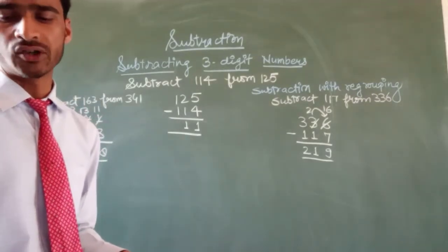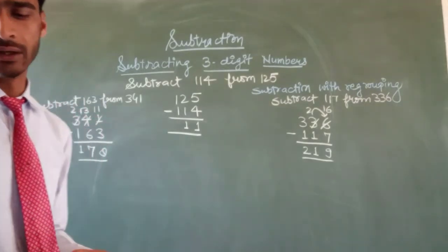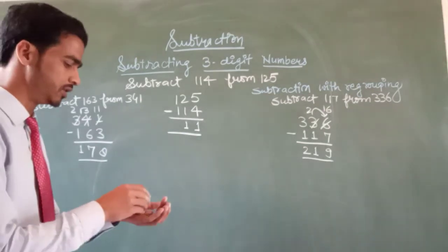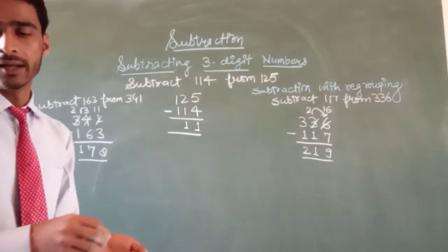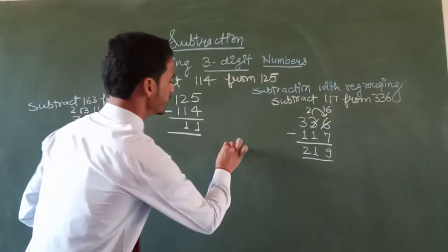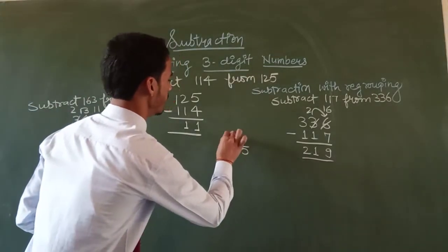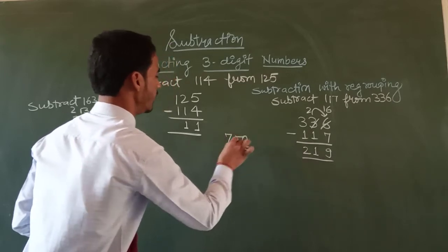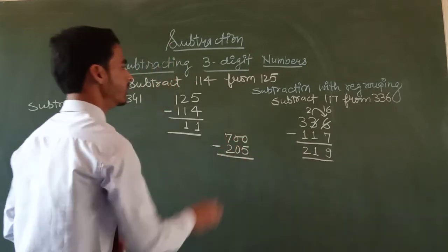Now, subtraction of numbers with zeros. Let's take an example. Subtract 205 from 700.